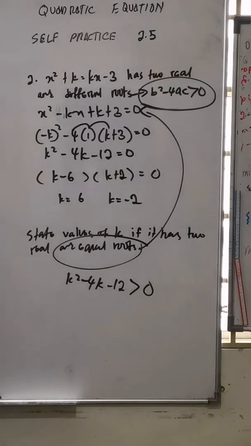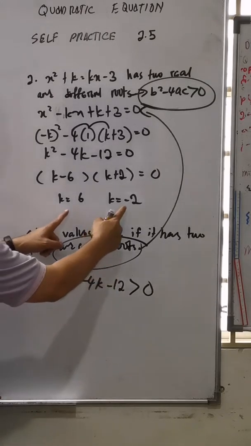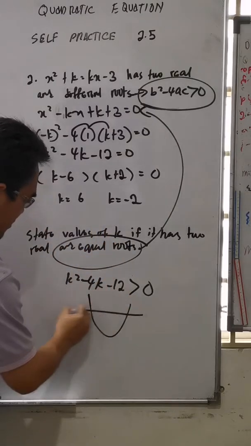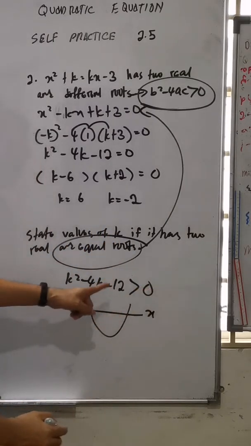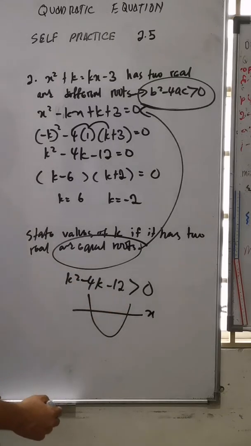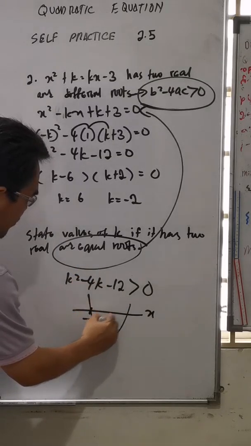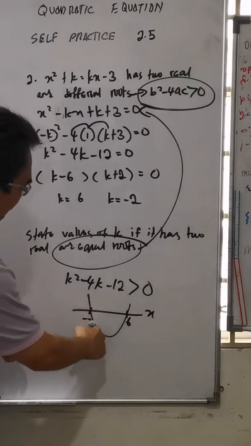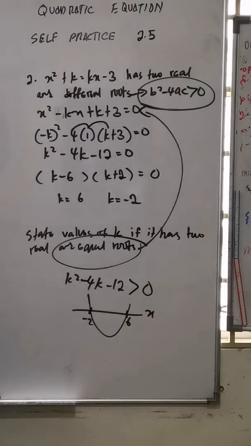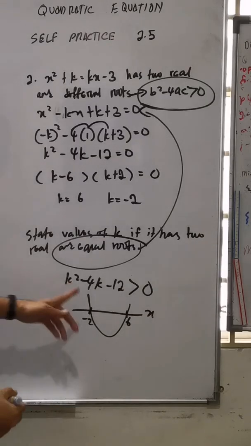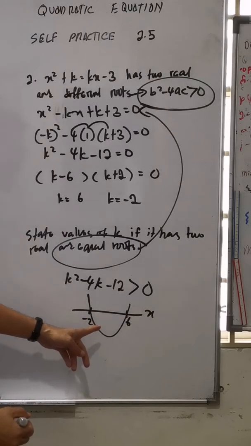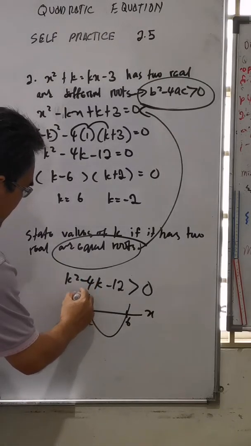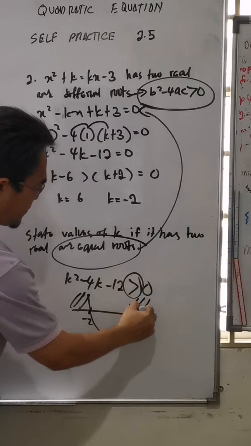So this is a quadratic inequality. You have learned this in 2.3. So how to solve that? First, find the roots. We got the roots already. The roots are the intersections with the x-axis. So what are the roots? Negative 2 and 6. For a quadratic inequality, the solution is either inside or outside. So is this one inside or outside? Outside, because larger than means outside.